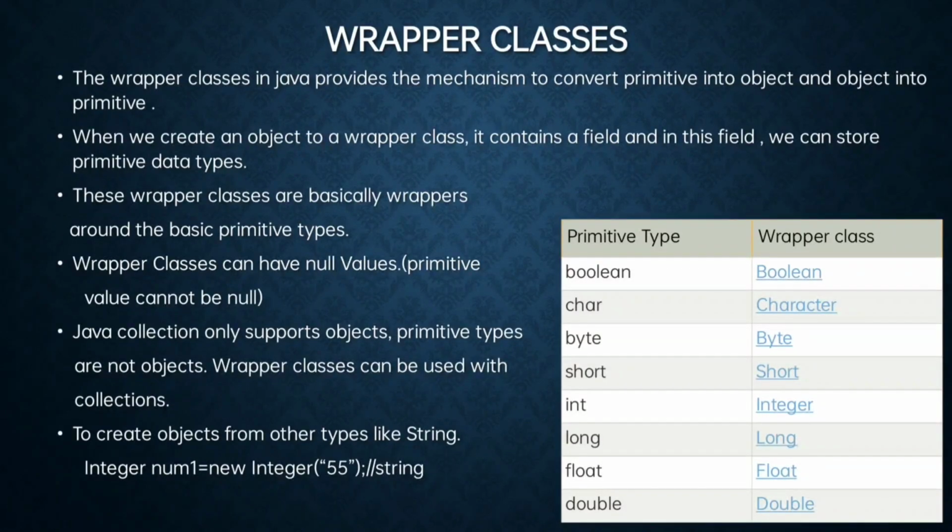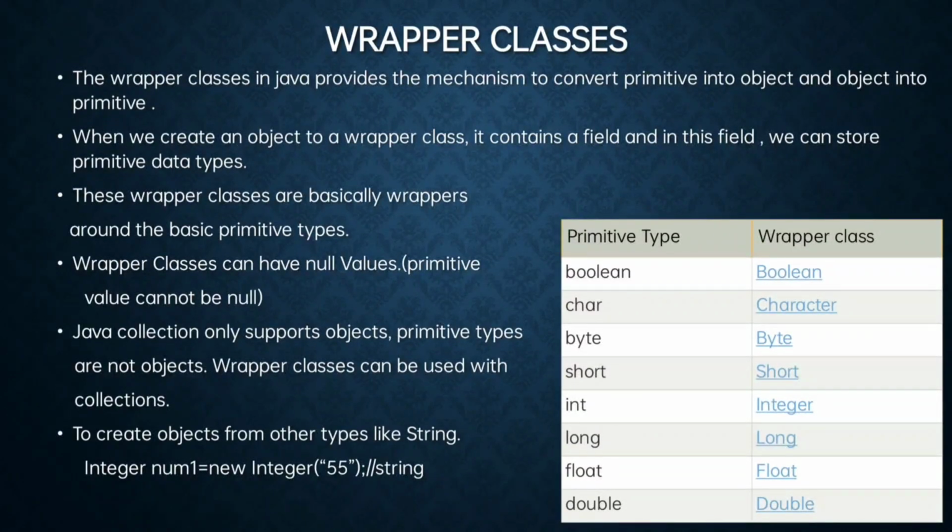The wrapper classes in Java provide the mechanism to convert primitives into objects and objects into primitives. When we create an object of a wrapper class, it contains a field, and in this field we can store primitive data types. These wrapper classes are basically wrappers around the basic primitive types. Wrapper classes can have null values. Primitive values cannot be null. Java collections only support objects, not primitive types.